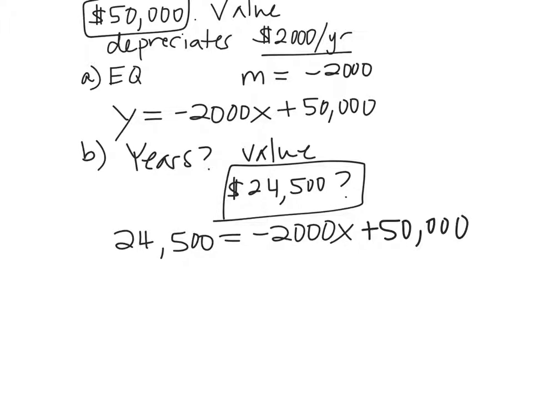I make my Algebra 2 students do that for sure. Okay, here we go. 24,500. I'm going to subtract 50,000 from that. And then I'm going to divide by negative 2,000.